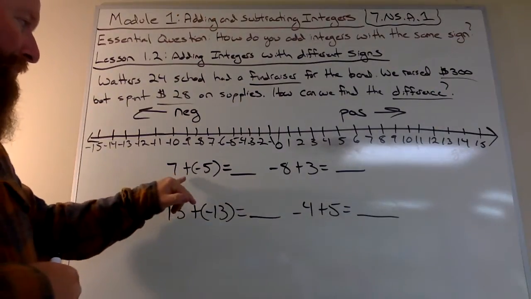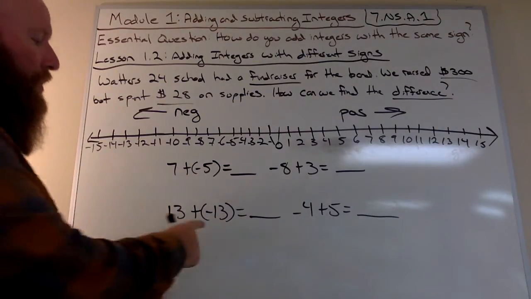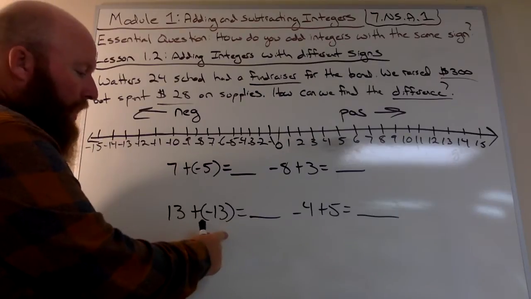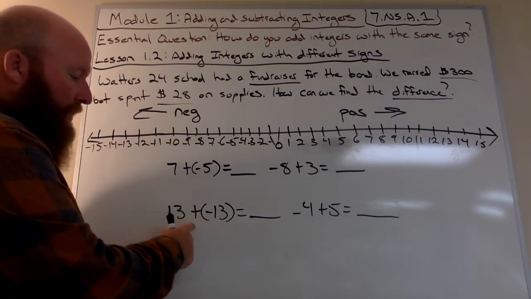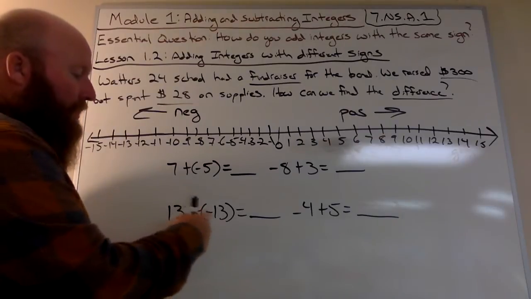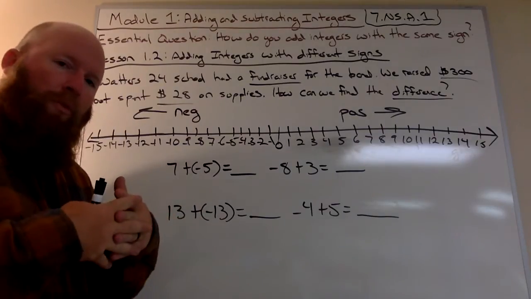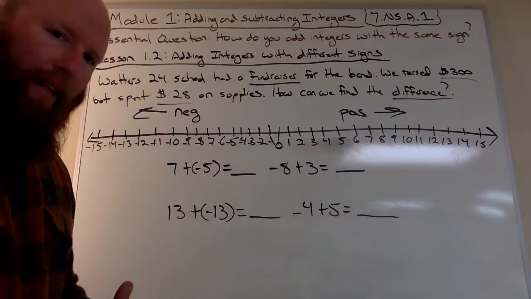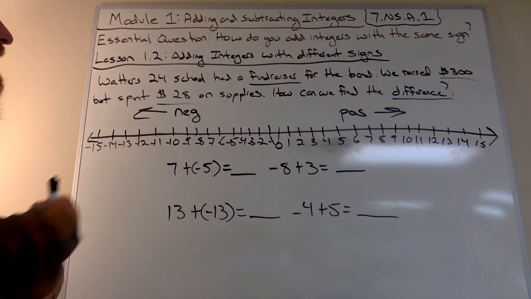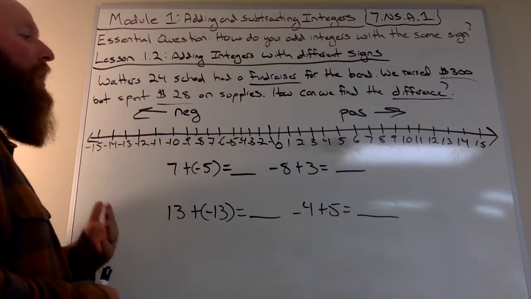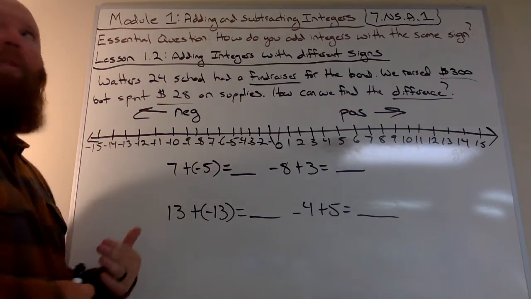So don't forget, the parentheses is helping you to determine the operation that you're doing on the middle of the problem. Because if we just left this out, it would look like 13 plus -13. It would look too combined. Wouldn't really make sense. So just like we're backtracking, thinking about lesson 1.1, 1.2 is just getting more in depth about adding integers with different signs.